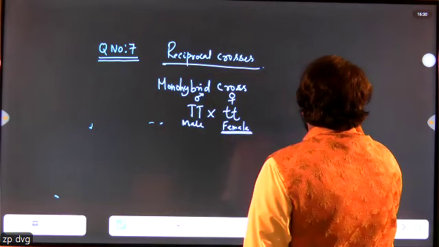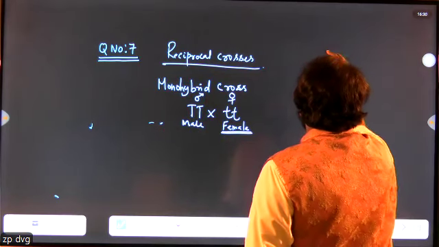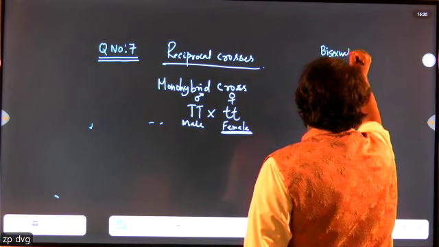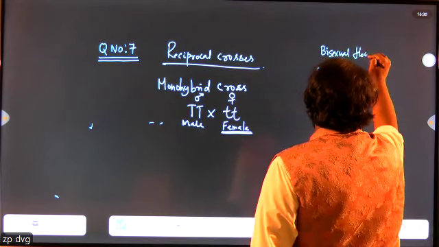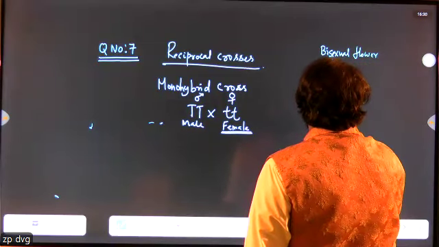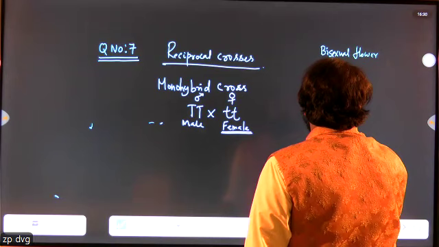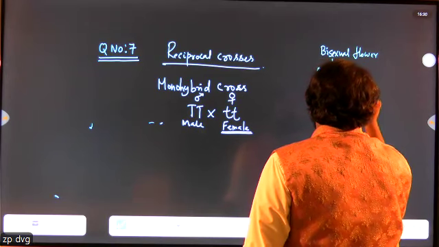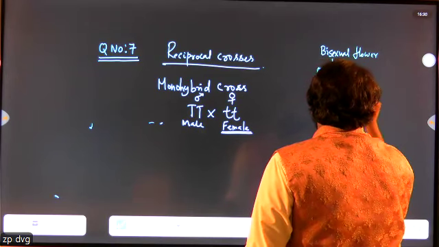If you want to make a bisexual flower into a female flower, how is it possible? It is possible by a process called emasculation. Emasculation means removal of anther.